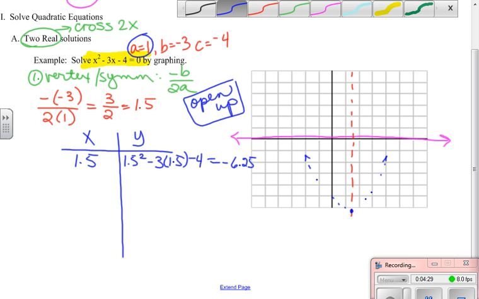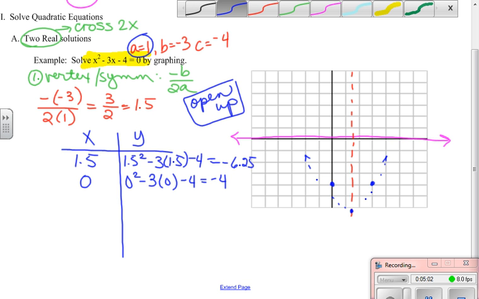Now I need to go try to find those crossing points. So I'm just going to start with some values on either side. So I'm going to start with 0. I'm going to let x equal 0. And 0 squared minus 3 times 0 minus 4 is -4. And that gives me that y-intercept point. 1, 2, 3, 4.